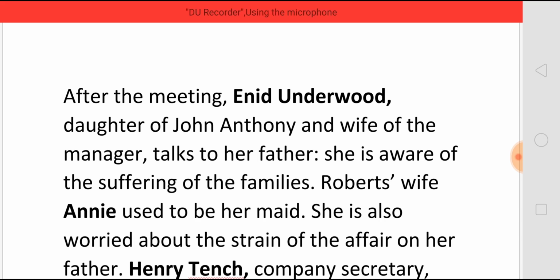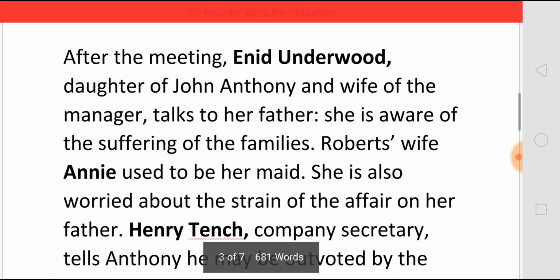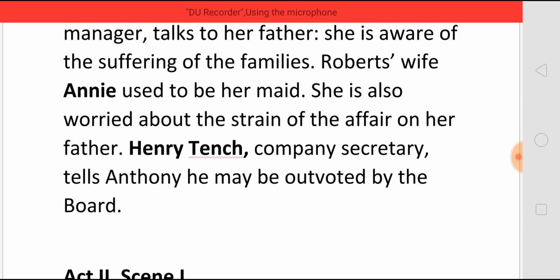Now, after this meeting, Enid Underwood, who is the daughter of John Anthony and wife of the manager, talks to her father. She knows very well about the suffering of the families, and actually Roberts's wife Annie used to be her maid. At the same time, Enid is worried about the strain her father is undergoing because of the strike and the problems he is facing with the other members of the board.